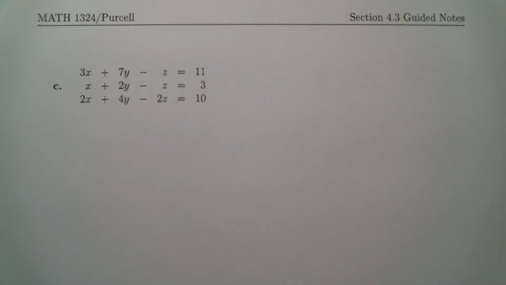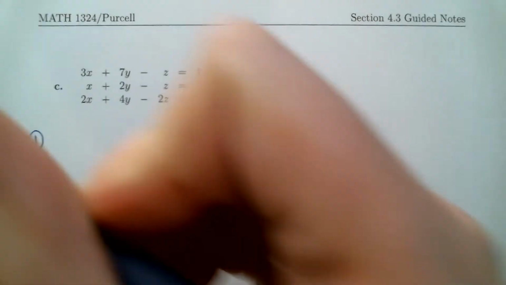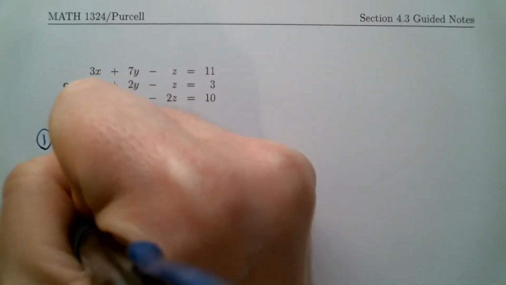Example 4C. Our system is 3x plus 7y minus z is equal to 11, x plus 2y minus z is equal to 3, and 2x plus 4y minus 2z is equal to 10. Okay, so we're going to start with our initial augmented matrix. Okay, so we are going to write it down.